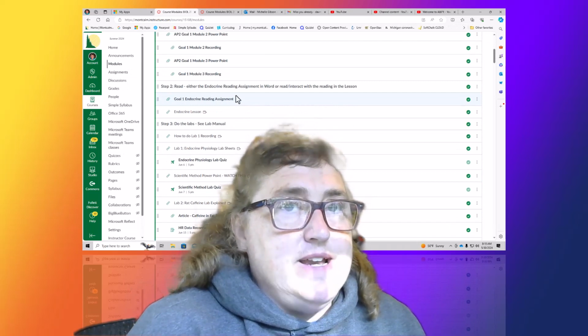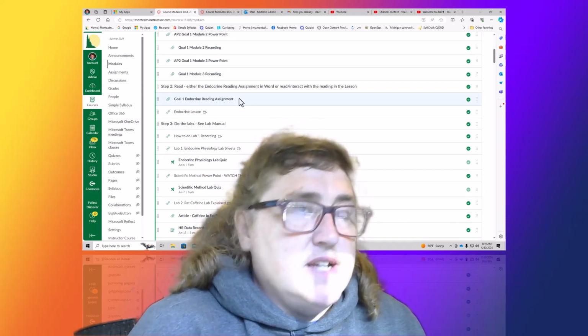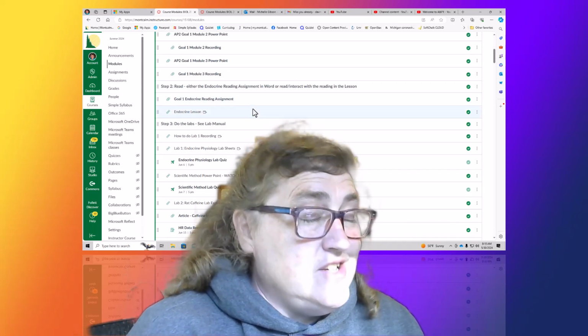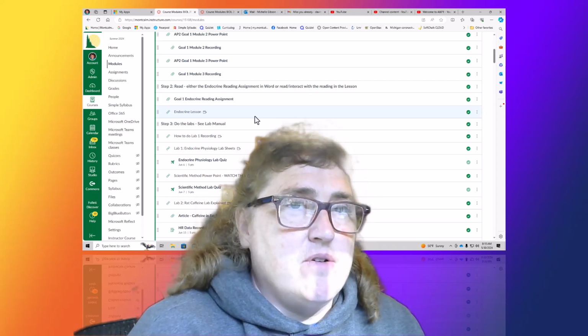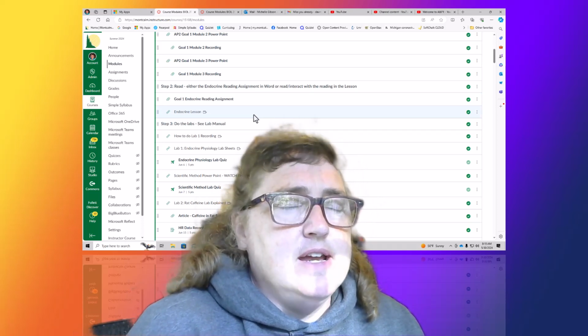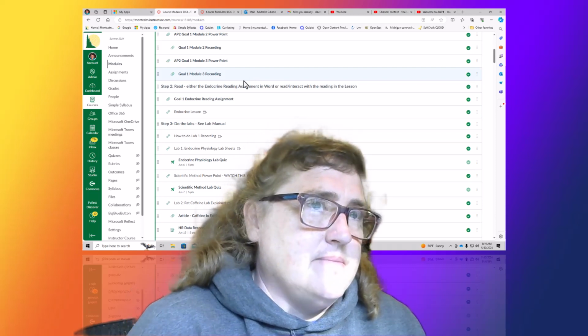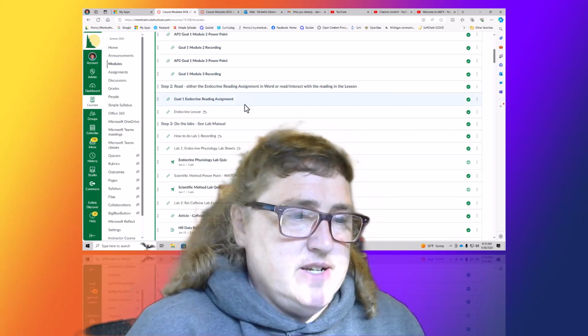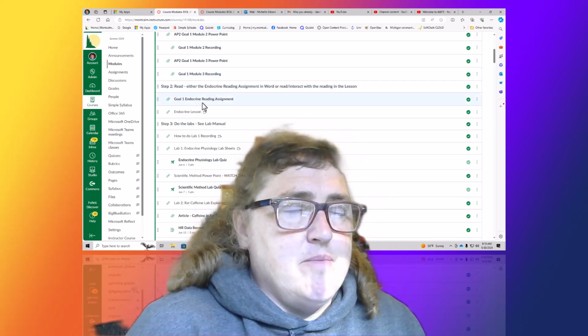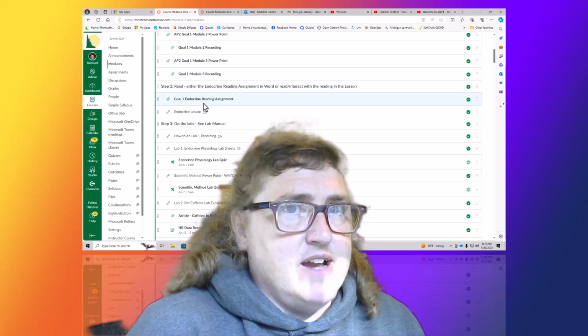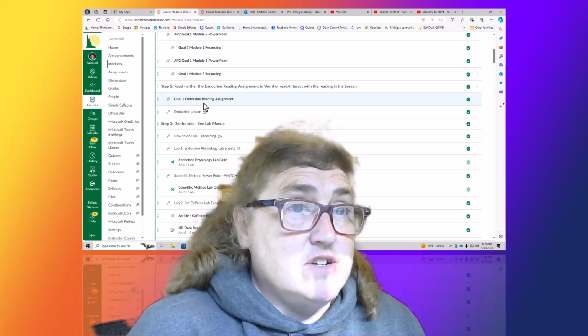Step 2, read. And I know nobody reads the textbook, and it is much easier to read it after you've listened to the PowerPoints. You skim through and get the information that you might have missed or want a little more detail. These are in Word. They are modified from the original OpenStax free textbook. You can get the original, the whole thing.